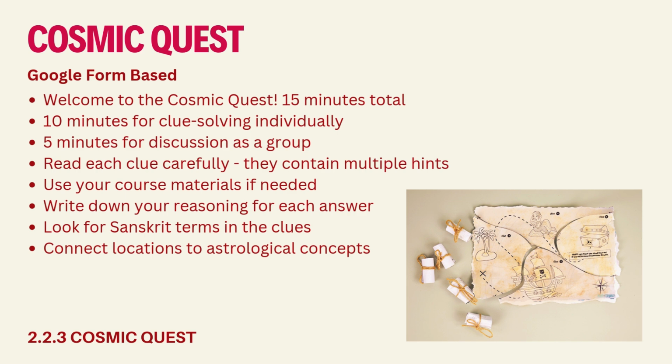You need to read the clues carefully as they contain multiple hints. If you want, you may refer to the things that we have learned, though it's not really necessary. And do make a note of your reasoning in your separate notebook or notepad. And look for the Sanskrit terms in the clues. Some of them have that. And connect the locations that are given in the context to the astrological concepts.